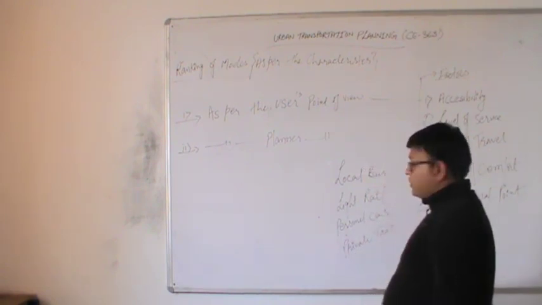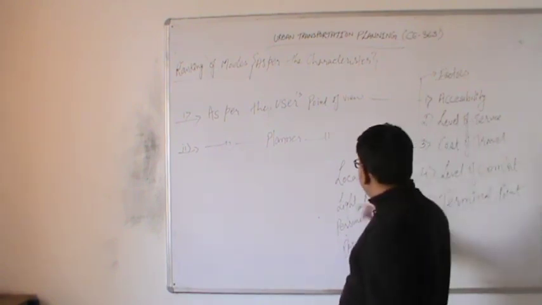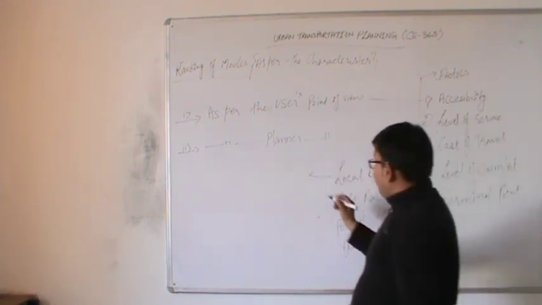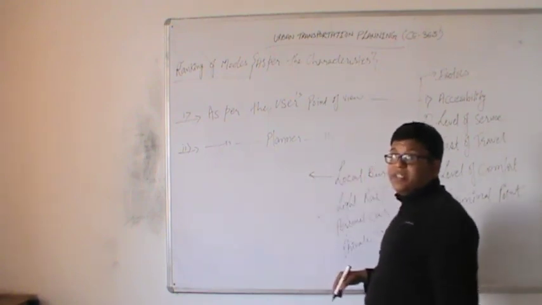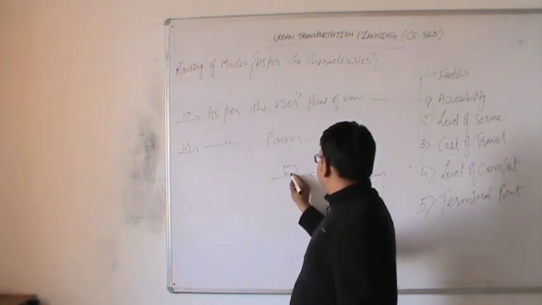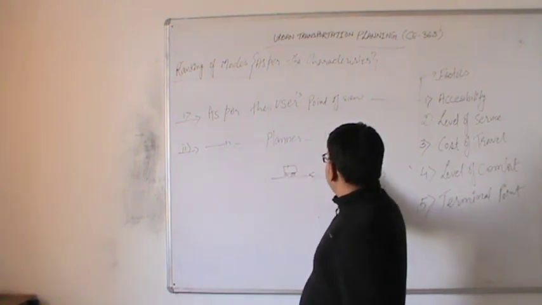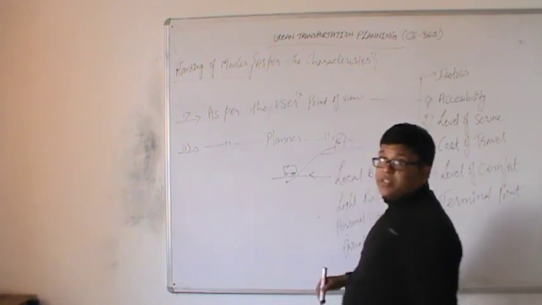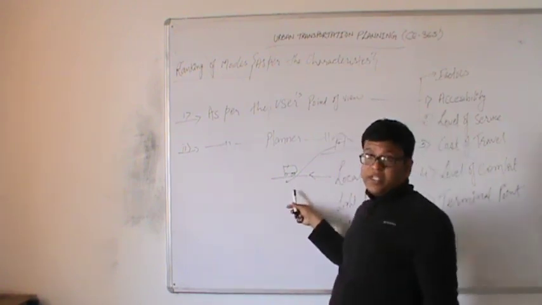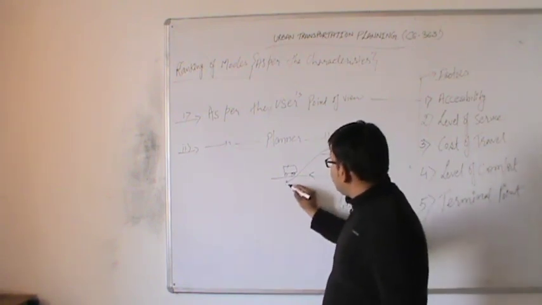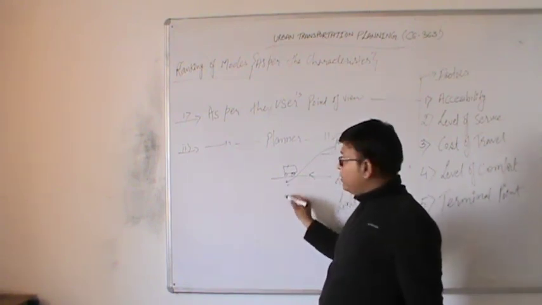Suppose each and everything will have a certain predefined terminal point. So for a local bus, there will definitely be a certain terminal point where the bus generally stops. So he has to reach that place. This is his house, and he has to reach from this place to this place first, because this is the terminal point where the bus will stop only. The bus will stop and then it will start its journey from this place only. The person has to move to this place. This is the terminal point for the local bus.